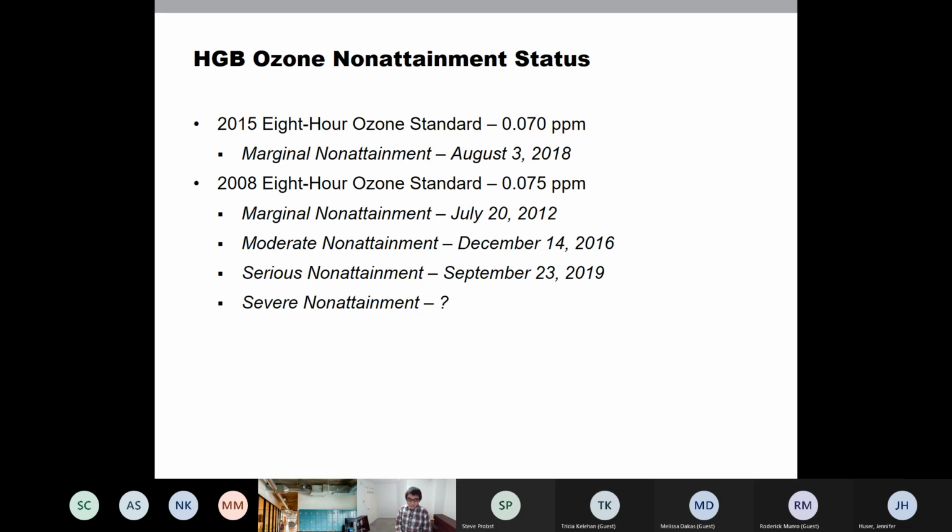If the situation does not get any better, we might get into a severe non-attainment situation. Last time I talked about this, I was thinking maybe 2021, which is this year, because our attainment date is July of this year. If we still do not attain the 2008 ozone standard, we could be reclassified as severe non-attainment.